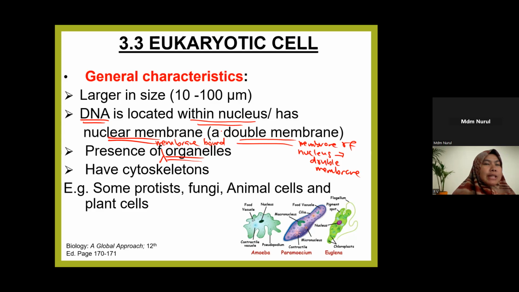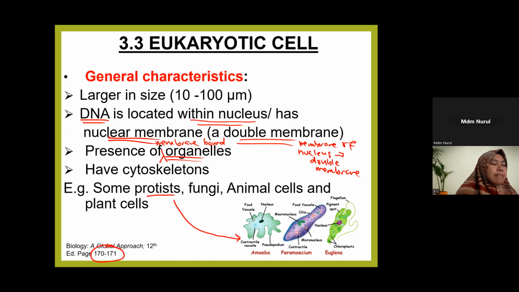And they include protista, right? Protist. Ni contoh protist. Amoeba, paramecium, euglena. Ni contoh-contoh protist. Okay. Right. Next, fungi, animal cell, and plant cell. So these are general characteristic of a eukaryote or eukaryotic cell. Okay. Right. For textbook, you may refer to page 170 and 171. Okay, for pictures and general structure. Okay, general description.